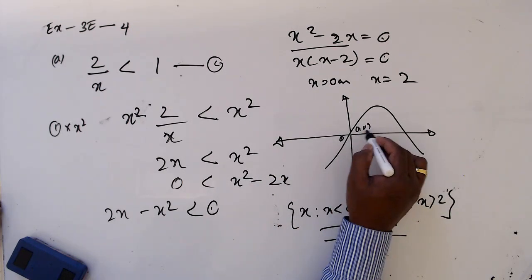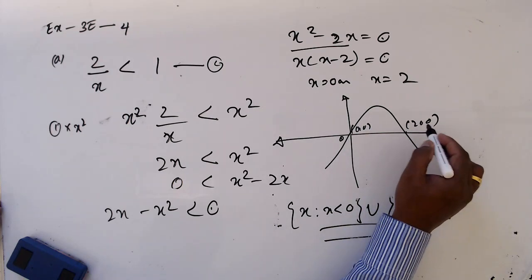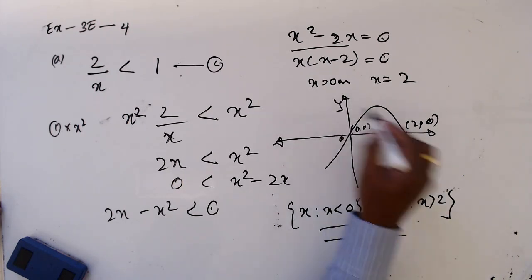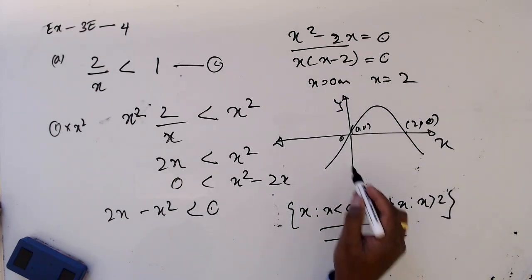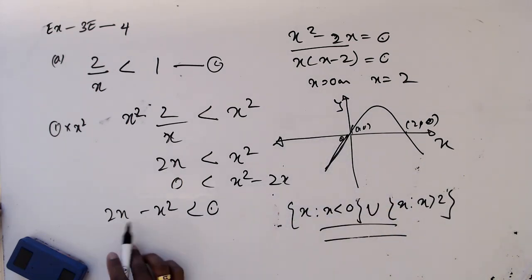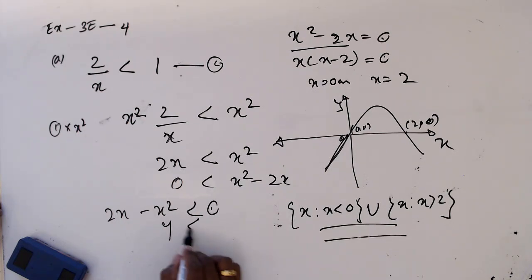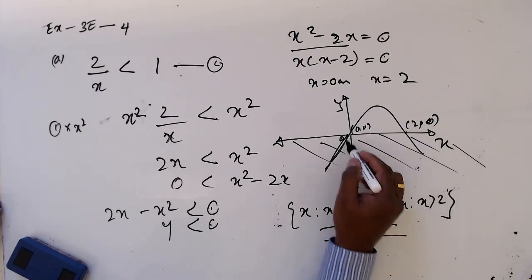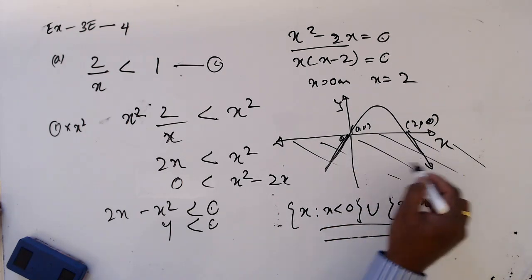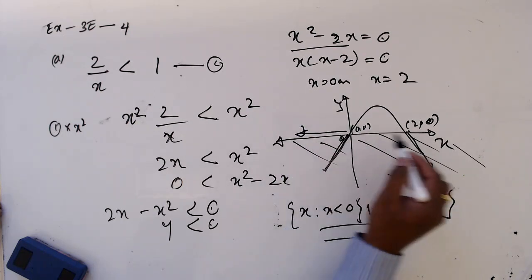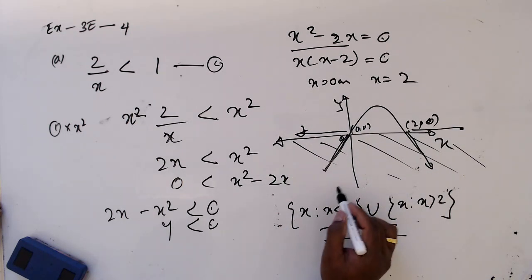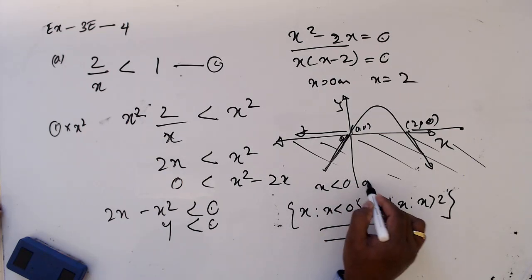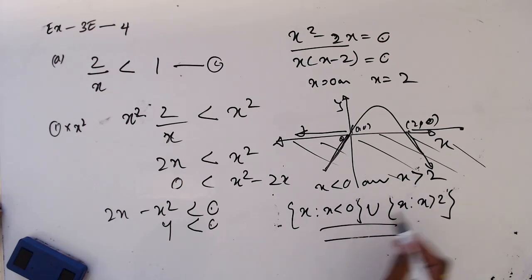This is 0, 0. This is 2, 0. Y, x. Now you can see the required area. Y is negative, and here you need the negative. This is the area where y is negative according to the graph. This is the part of the graph in terms of x. It means it is still the same: x less than 0 or x greater than 2. And this is the answer, the same answer.